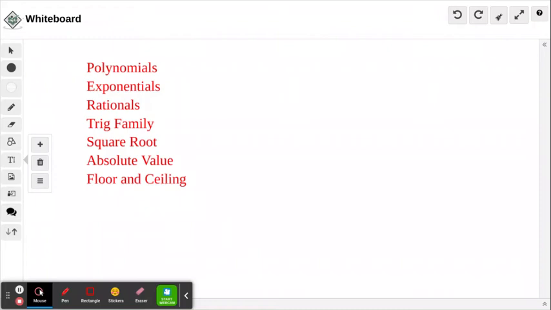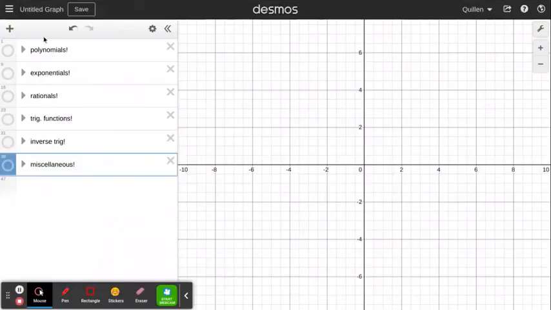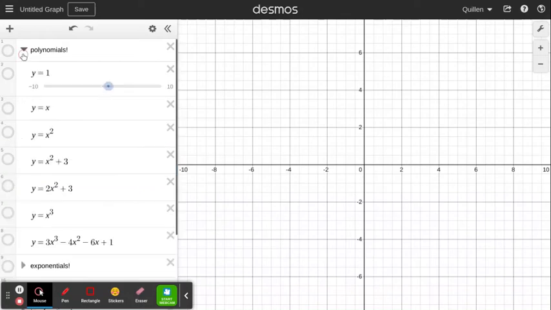So I'm going to move over to Desmos, and we can start talking through some examples of each of these function families. So I have prepared 30-ish, 35-ish total functions that we're going to go through and discuss sort of what makes them tick, if that makes sense.